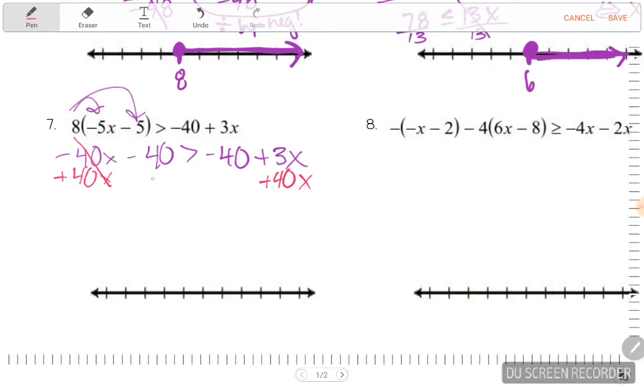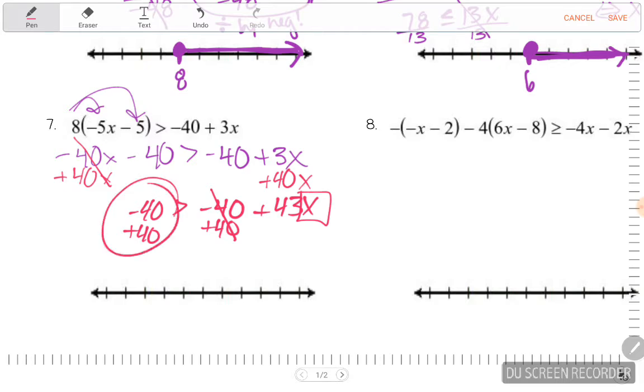These cancel. I'm left with this. Okay, again, trying to get x by itself. This negative 40 is the less attached thing that's in the way. So I add 40 to both sides. These actually cancel out as well, so I get 0. It's right over here. I get 0 is greater than, just dropping down my sign. 0 is greater than 43x.